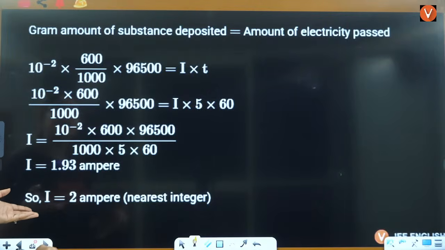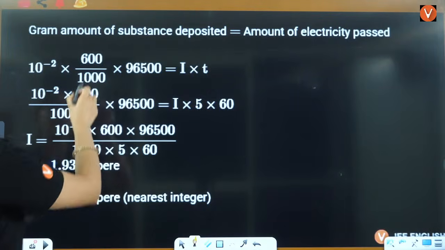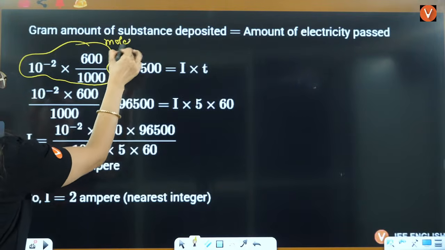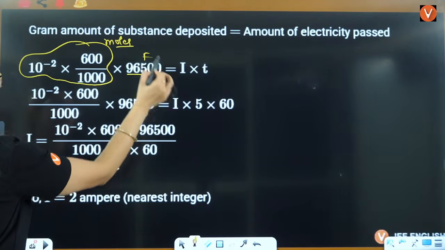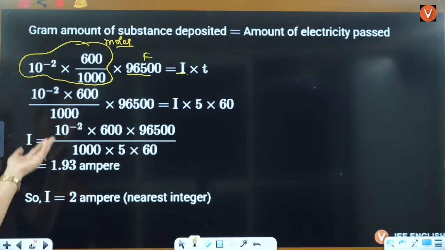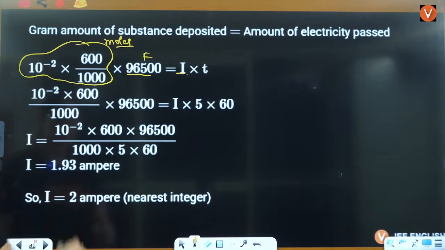Then the number of moles we can calculate from here. These are moles, right? This is Faraday. This is I into T. That's it. You will calculate this answer, right?